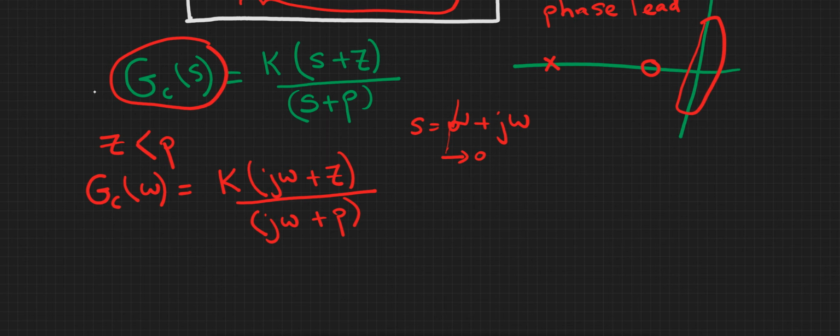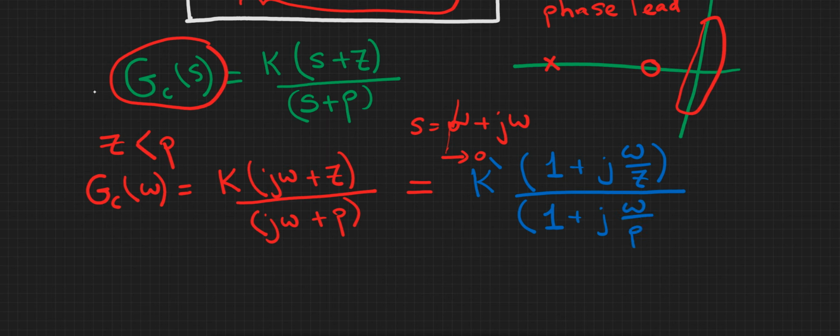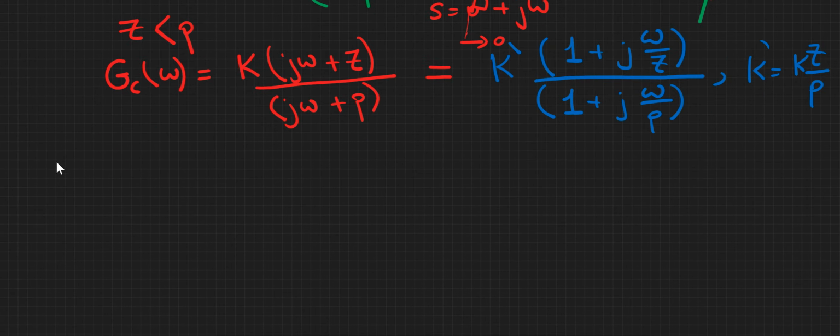So we will modify this expression a little bit. I'm going to write it in this form. We will have a new gain k bar, and the numerator becomes 1 plus j omega over z, and the denominator becomes 1 plus j omega over p, where k bar is basically k times z over p. It's just a simple mathematical transformation, so we didn't do anything really serious here.